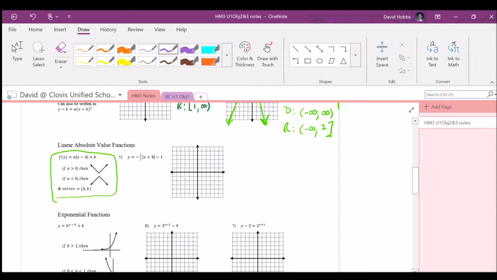Okay, so number 5. Our vertex is -4. Absolute value is sort of like parentheses here. Well, what do I plug in for x to make it 0 in there? So -4. And then if I plug that in, I get 0 minus 1, so y is -1. So -4, -1, there's my vertex.